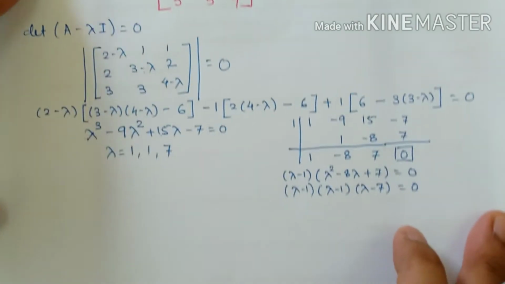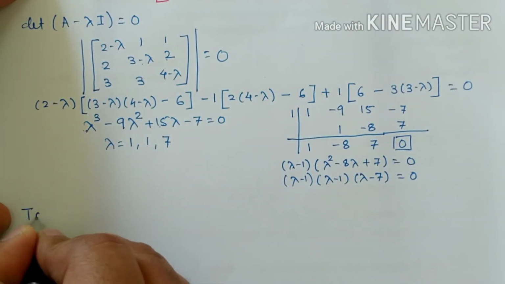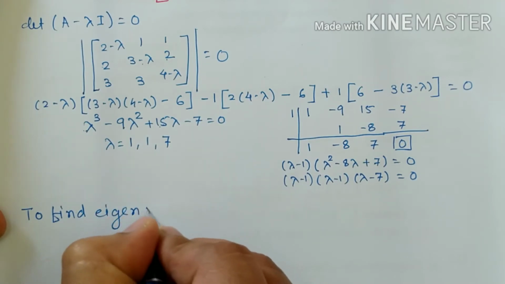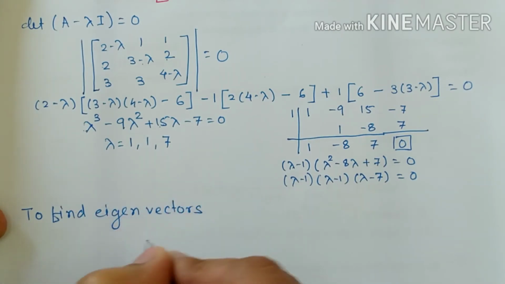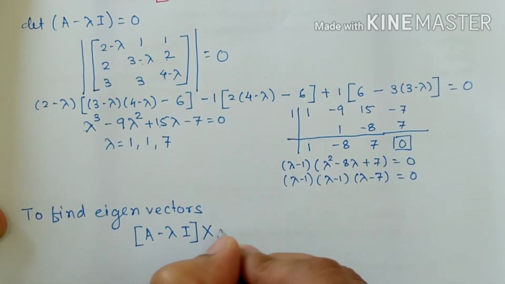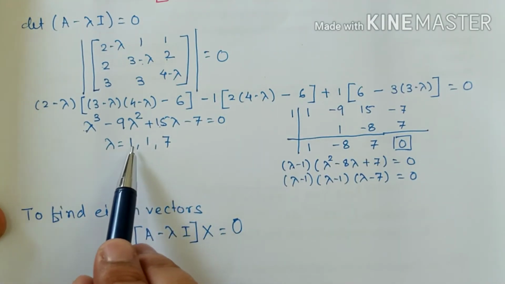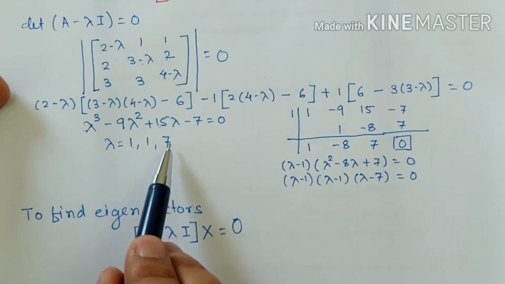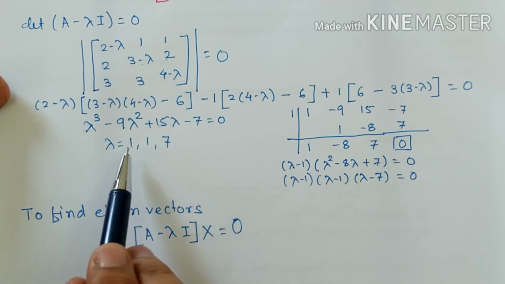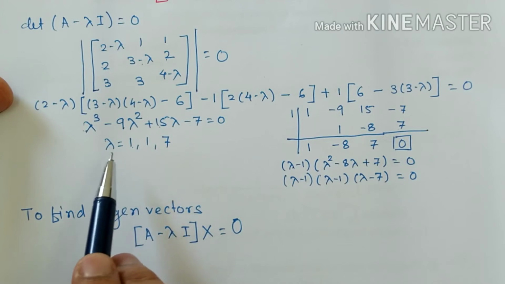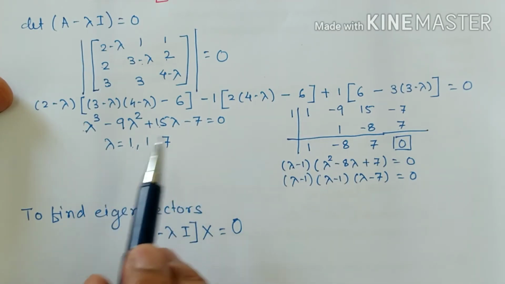Now to find the eigenvectors, consider the matrix equation (A minus lambda I) X equal to 0, where X is a column matrix. Have a look: 1 is an eigenvalue which repeats twice, and 7 is distinct. Are you clear with this idea? Some eigenvalues are going to repeat. In all previous examples, all the eigenvalues were distinct.